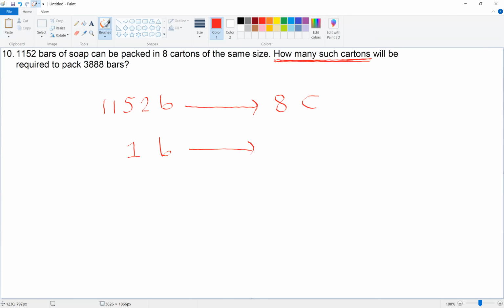I'm trying to figure out how much it needs to pack for one bar of soap. So what is 1 bar? What is the unit? 1 bar is how many cartons? Hold on 1 second. That means you're not following the class. 144.